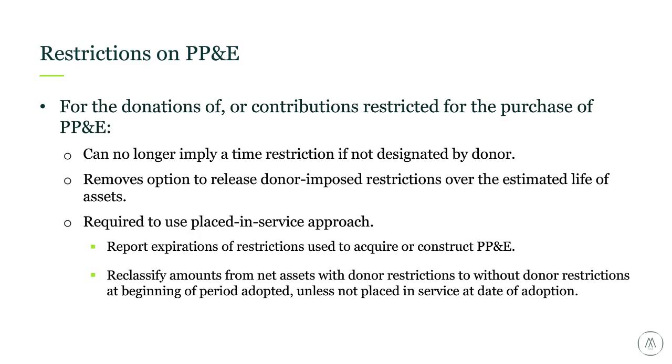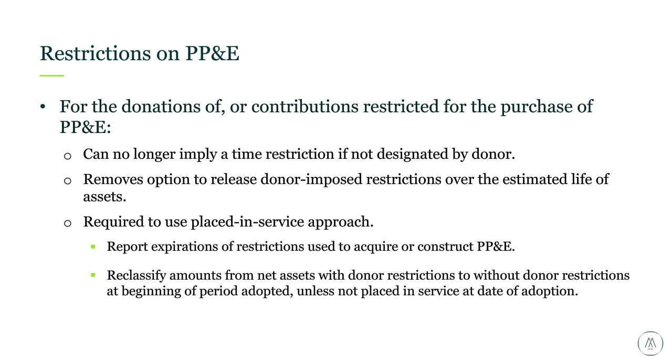All right. So moving on to restrictions on property, plant, and equipment within this new standard. One of the provisions of this new standard is related specifically to restrictions for property, plant, and equipment. For contributions restricted for the purchase of property, plant, and equipment, you can no longer imply a time restriction if it's not designated by the donor. And the new standard removes the option to release donor-imposed restrictions over the estimated life of the asset. The standard now requires you to use the placed in service approach.